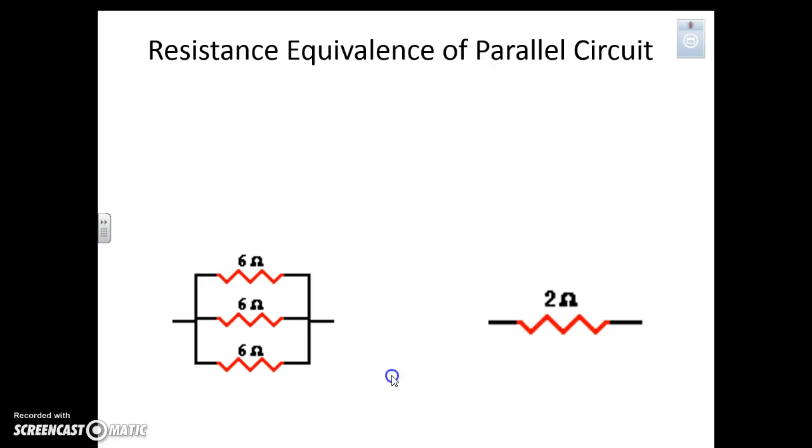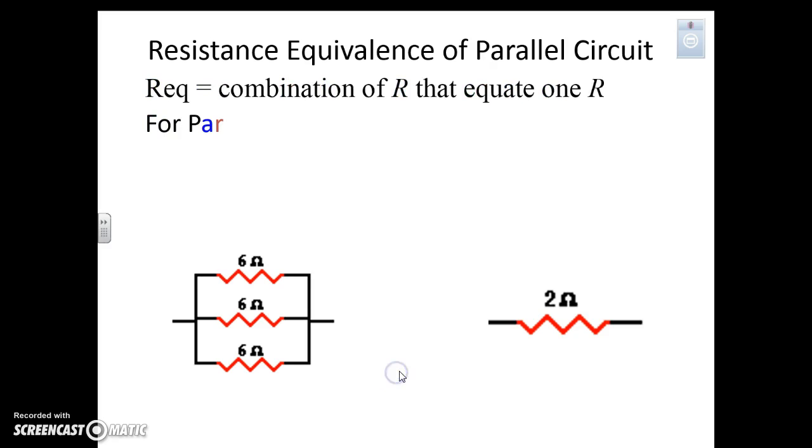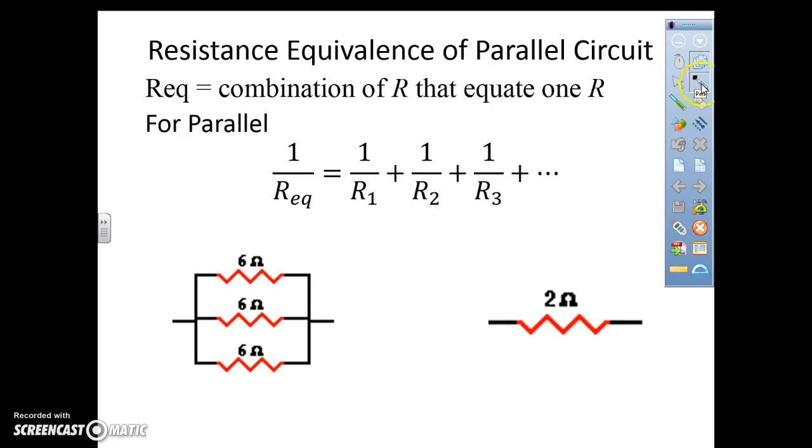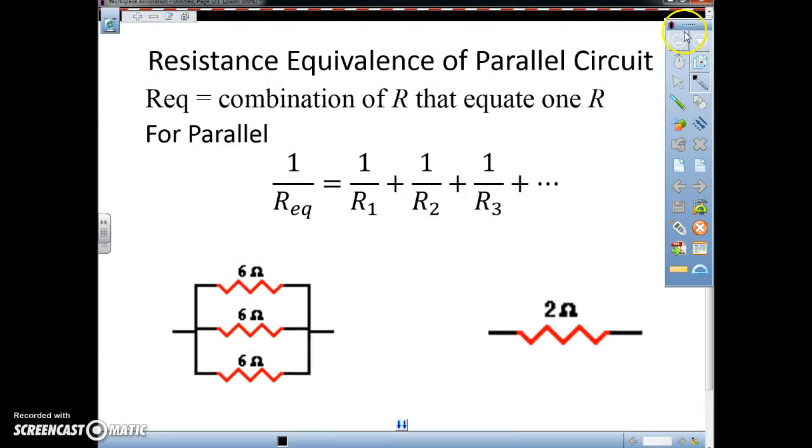And when we did, what we found was that the resistance equivalent of a parallel circuit is the inverse of the sum of the inverses of each resistor. Now notice that this is also an inverse, so you have to be careful. Let me just demonstrate really quickly what this means.